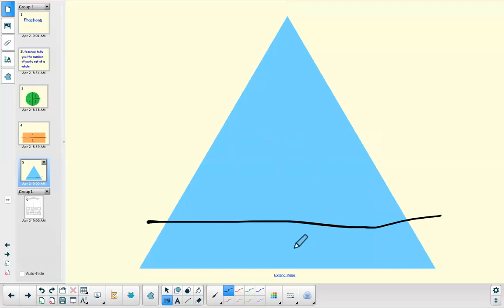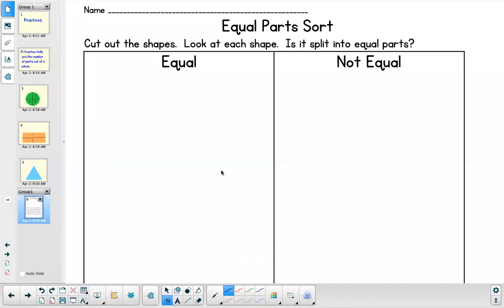Nope. So mathematicians, what I'm going to ask that you do next is download the worksheet from our PowerSchool Learning. It's going to look like this. The first thing I do is always the same. I pick up my pencil and write my name. So please make sure you put your name on your work, even though you are working at home. Then it says equal part sort. Cut out the shapes, look at each shape. Is it split into equal parts?